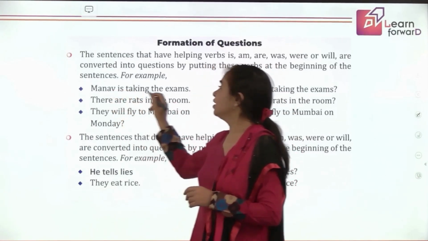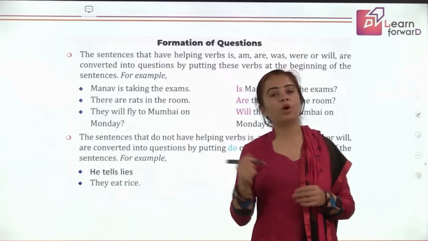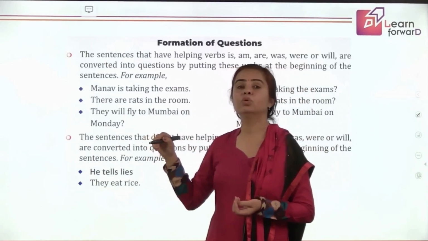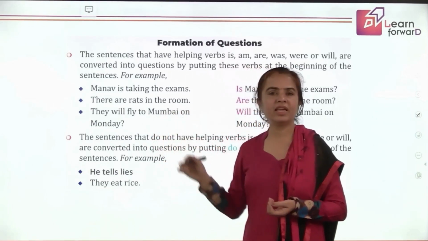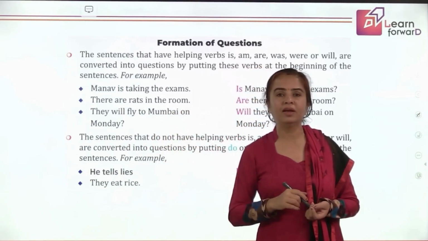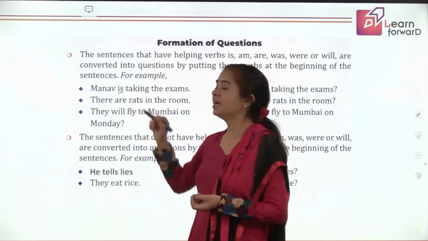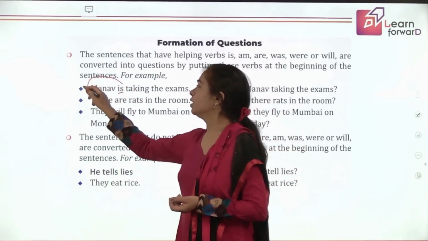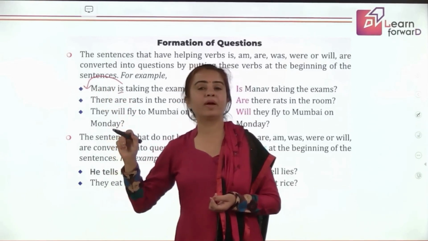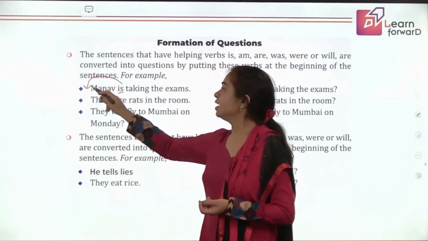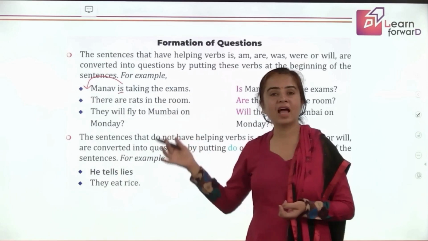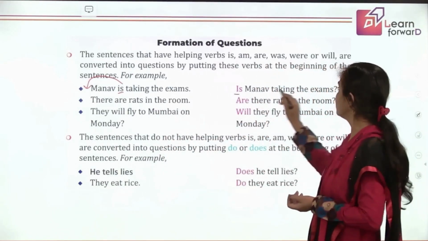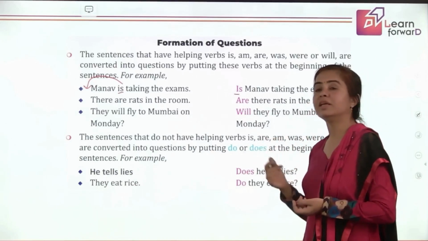Like, Manav is taking the exams. What is this? It's a statement. Now, if I want to change it into a question, I'll just pick out, is there any helping verb or linking verb here? Oh, yes. Is is the helping verb here. So I'll take this to the beginning of the sentence, and now my sentence is: Is Manav taking the exams? And that becomes your interrogative sentence. Let's see the next one.